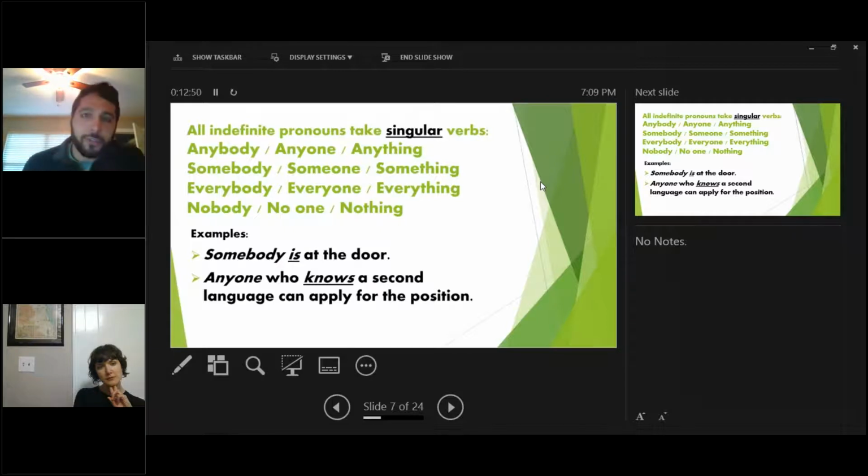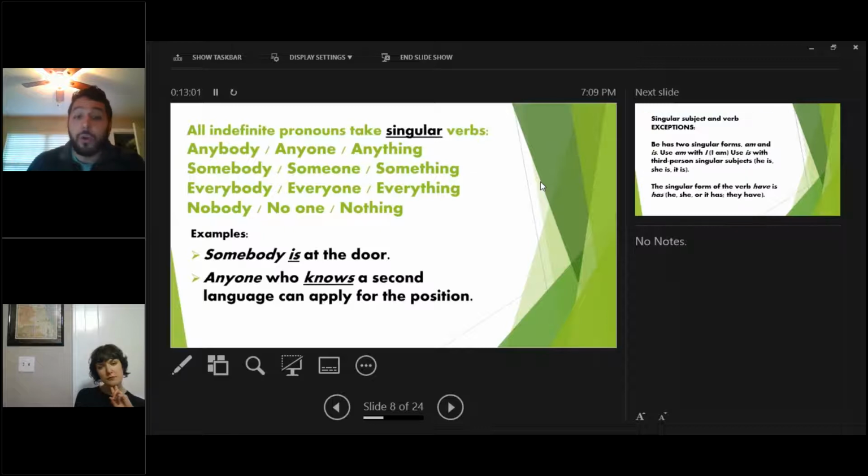And here's a couple examples of that. Somebody is at the door. Somebody, singular subject, is, singular verb. Anyone who knows a second language can apply for the position. So anyone is a singular subject. Knows, with an S on the end, is a singular verb to make this sentence agree.